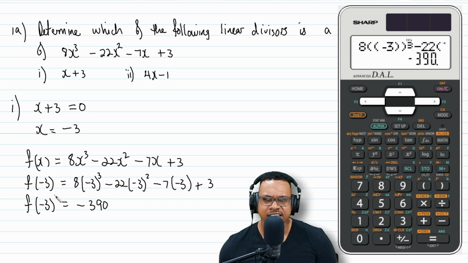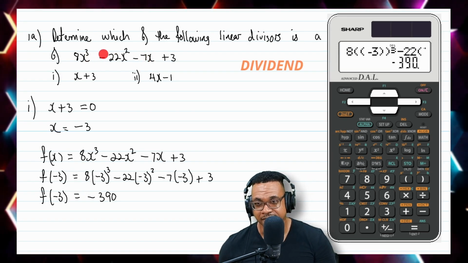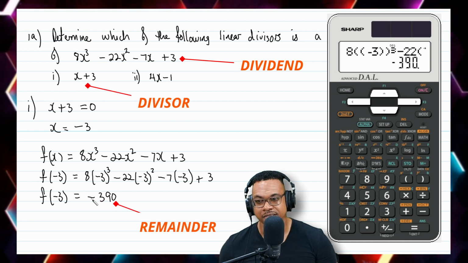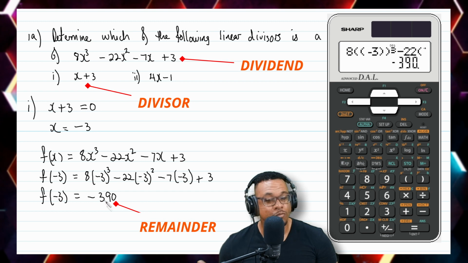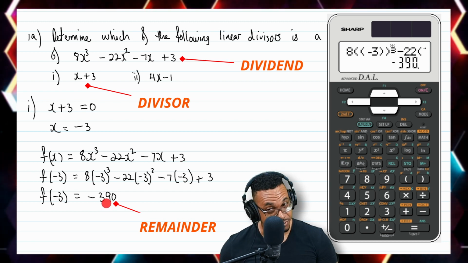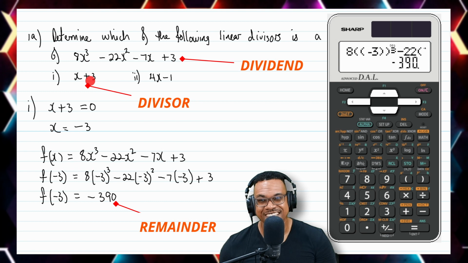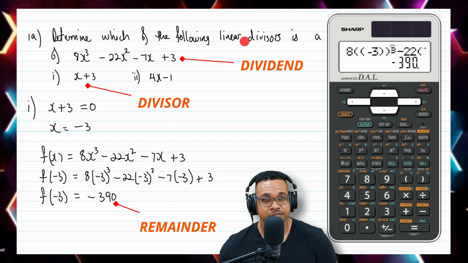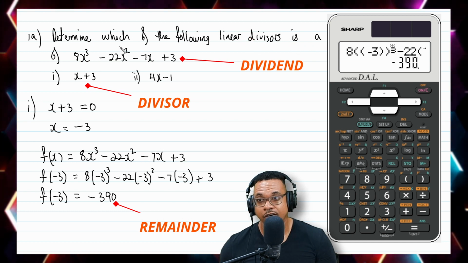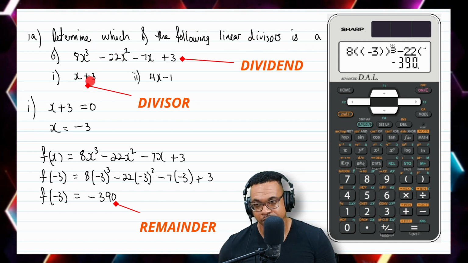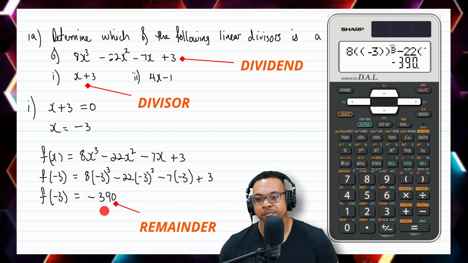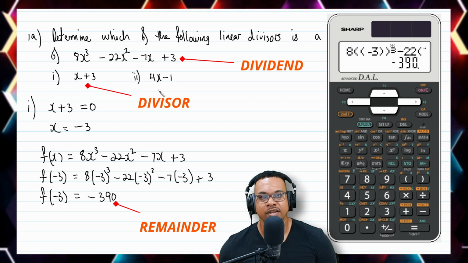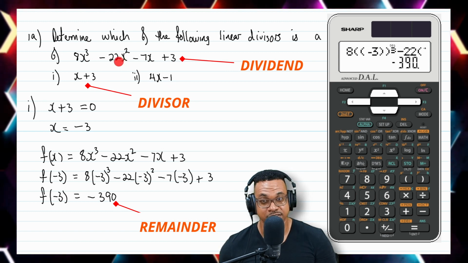Now what does that mean? It means when we divide this polynomial, my dividend, by this linear divisor x plus 3, the remainder is going to be negative 390. Because I got a remainder that is not 0, it means that x plus 3 is not a factor of my dividend. So my question asking me to determine which of the following linear divisors is a factor of this dividend? Well, x plus 3 is not a factor because we got a remainder of negative 390. Only when we get a remainder of 0 would our linear divisor be a factor of our dividend.